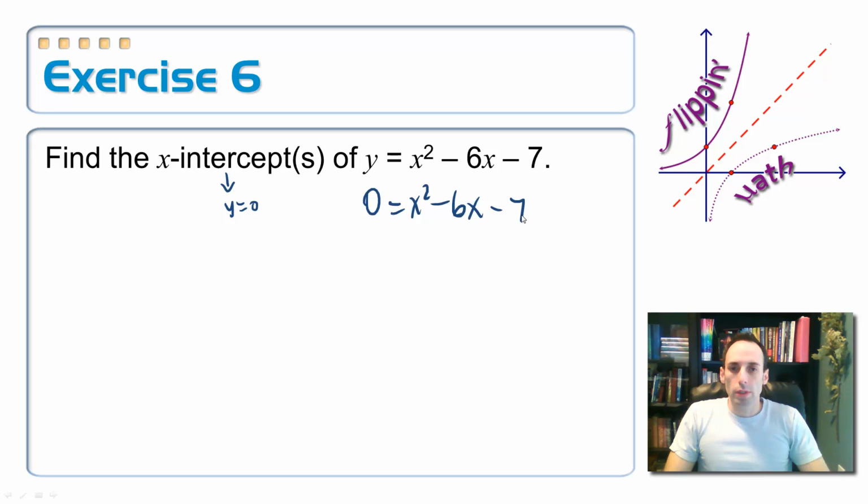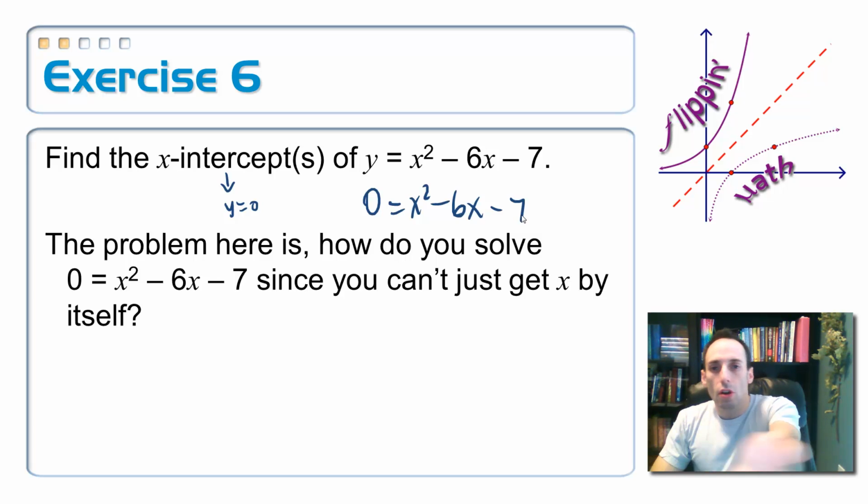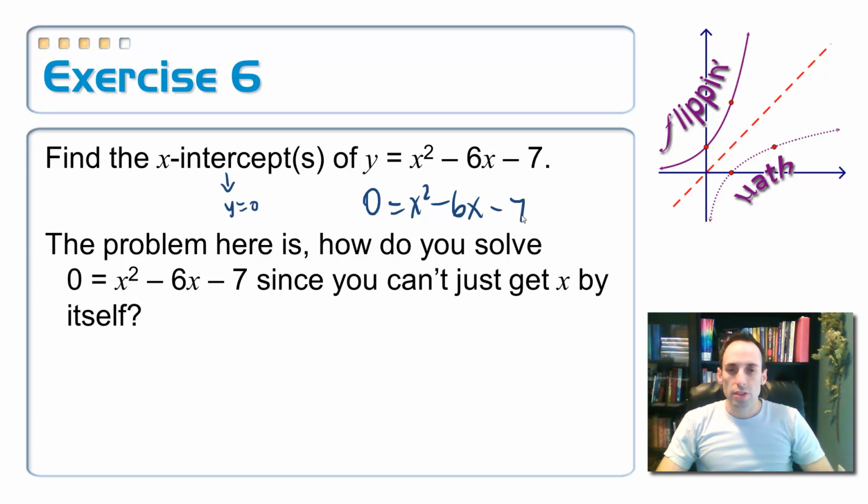Now what? Well, am I supposed to just get x all by itself? Maybe add the 6x over and add the 7 over? Well, then I'm going to have x's on both sides. That's crazy. What am I supposed to do here, right? So the problem here is, how are you supposed to solve that equation if you can't just get x by itself like you're so used to doing?